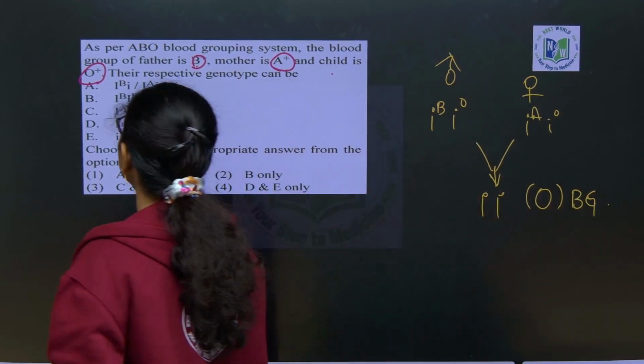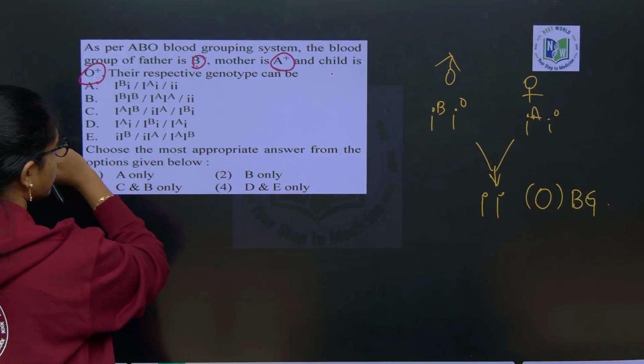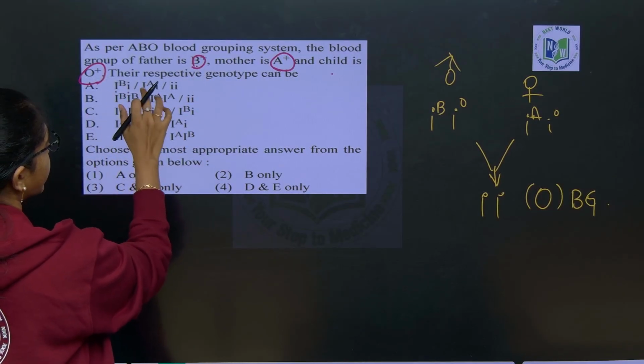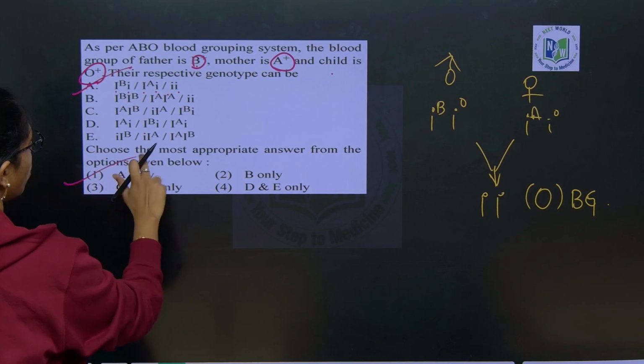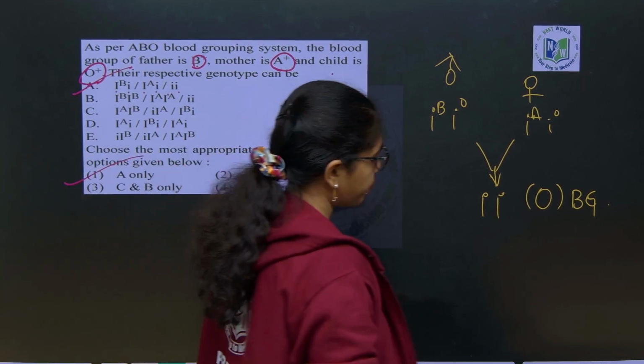So what will be the genotype? Simply looking at the question we can say, IB i, IA i and ii, option A. So 1 is the correct answer.